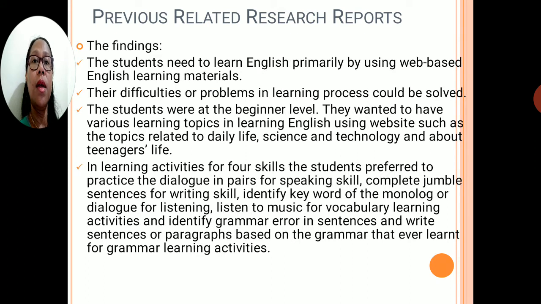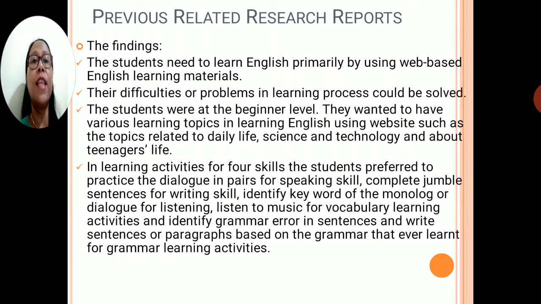Here are the findings of their study. The first one is the students need to learn English primarily by using web-based English learning materials. The second, their difficulties or problems in the learning process could be solved then. The third, the students were at the beginner level. That is why they wanted various learning topics in learning English using websites, such as topics related to daily life, science and technology, and teenagers' life.